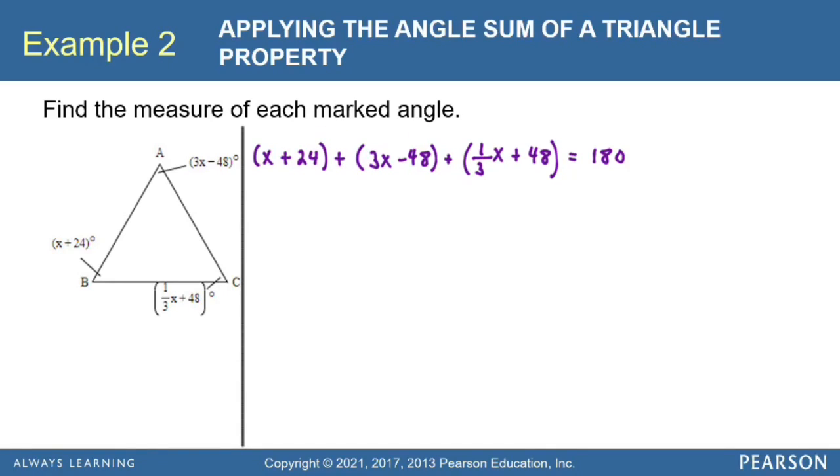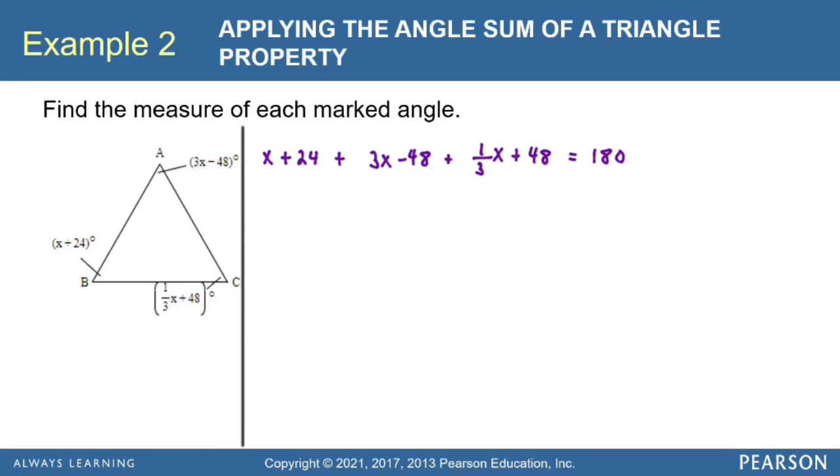There's nothing that has to be distributed. There are no exponents. There's really no reason for these parentheses to be here except that they're keeping the three expressions separate from each other so that you can see you've got 1, 2, 3 separate angles added together here. So I'm just going to erase the parentheses. They're not really doing anything algebraically. And now we can combine like terms.